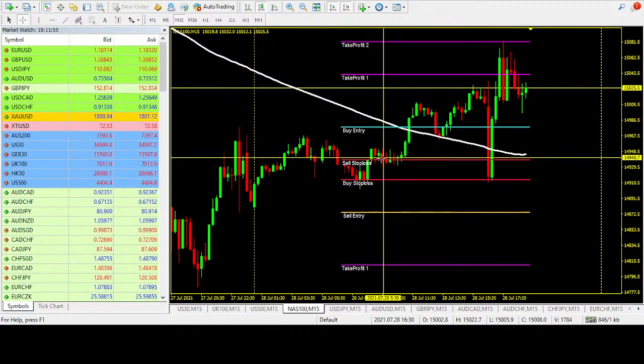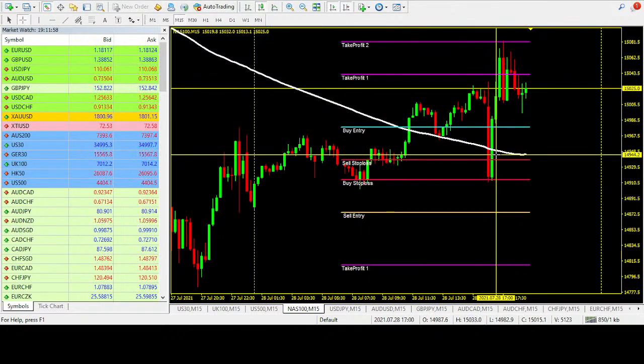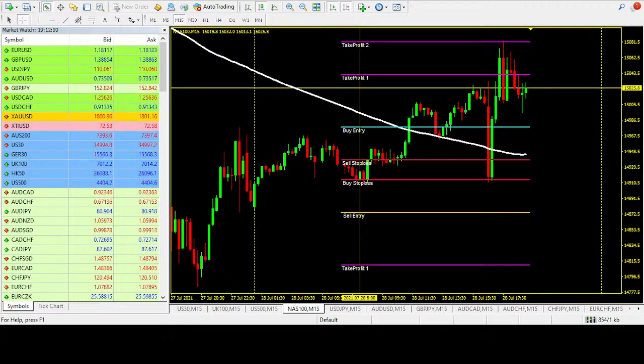But this was actually a very good trade. It met our criteria of buying above the 100 period moving average, and then obviously the buy price was triggered, and then we just got in like that.